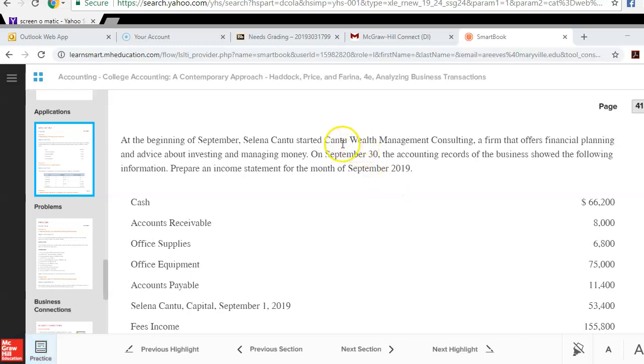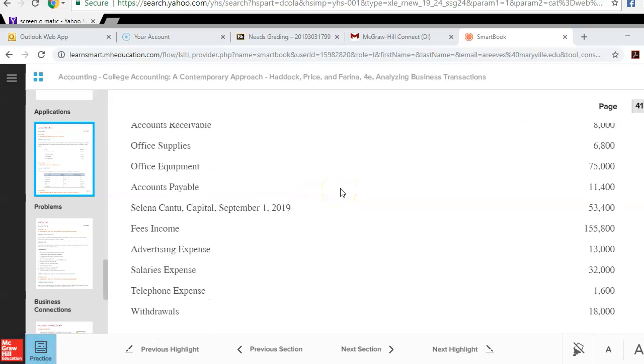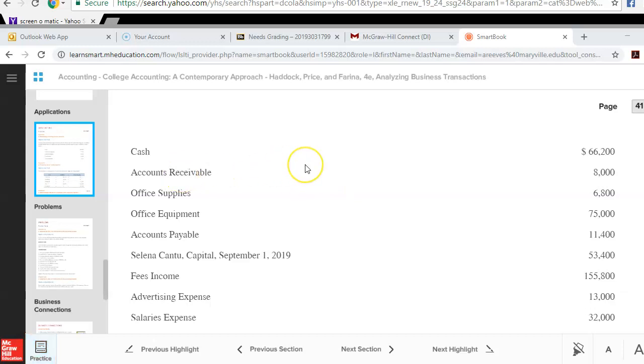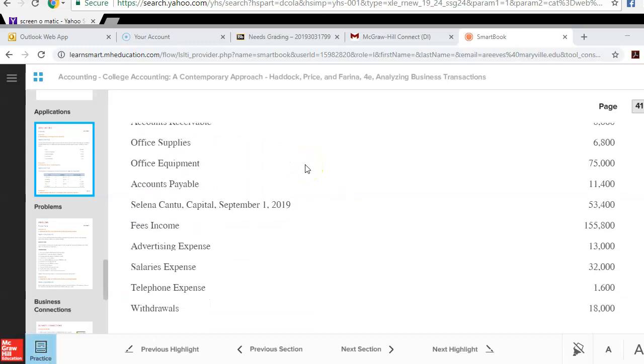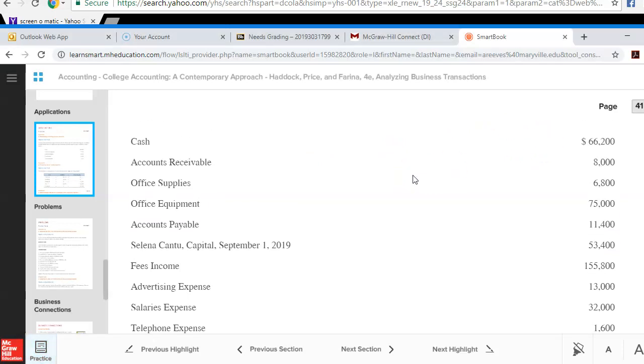So we have a company by the name of Cantu Wealth Management Consulting. And they gave us information about this company for the month of September. We're going to prepare first the income statement for the month of September of 2019. So they gave us a list of accounts from cash all the way down to withdrawals. Your job is to understand which accounts are going to appear on these different types of financial statements.